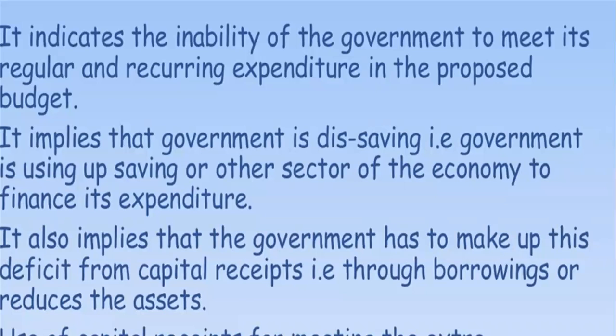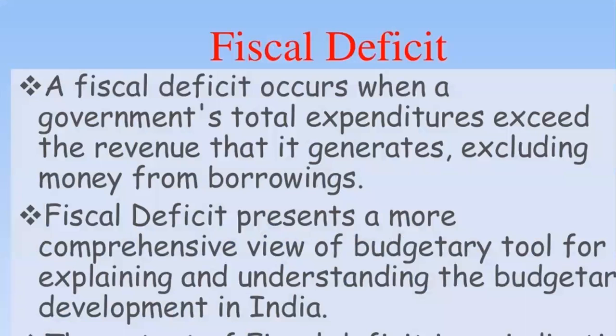Next, the use of capital receipts for meeting extra consumption expenditure leads to an inflationary situation in the economy. A high revenue deficit gives a warning signal to the government to either curtail its expenditure or increase its revenue. So they are doing disinvestment for that.